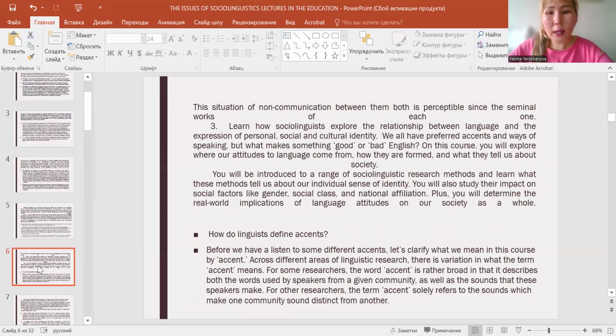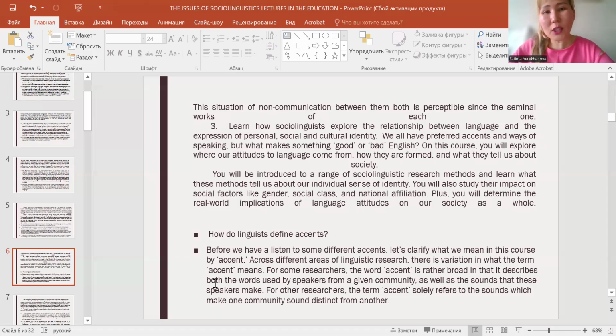What else here? Also, how do linguists define accents? Because we have already mentioned accents, according to our plan. So what do you know about accents? Before we listen to some different accents, let's clarify what we mean in this course by accent.